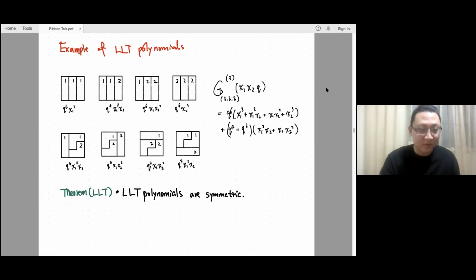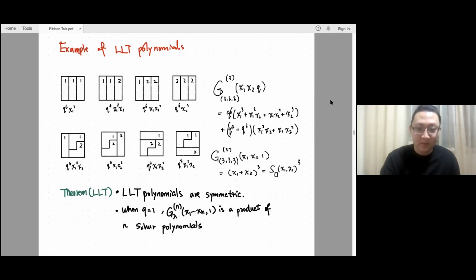So first of all, LLT polynomials are symmetric. If you look at this polynomial, if you switch x1 and x2, you get back the same thing. Another non-obvious but very interesting fact is that if we set q equal to 1, the LLT polynomial is a product of n Schur polynomials. So in this case, if you set q equal to 1, we get (x1 plus x2) to the power of 3. And that's just the Schur function of a single box to the power of 3.